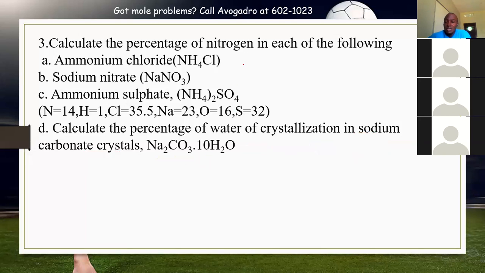So basically, we shall need the following. We shall need the mass of water of crystallization over the relative formula mass of the crystals. The Rfm of the compound then times 100. That's all we need for us to get the percentage of water of crystallization. So let's find the Rfm of sodium carbonate.